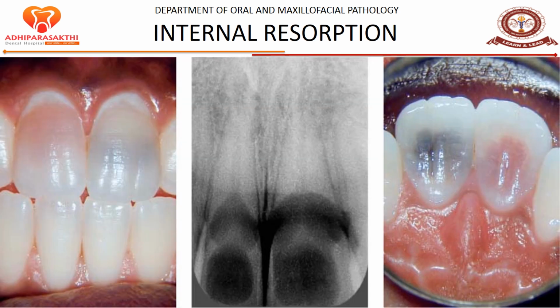The other condition is internal resorption, where there will be inflammation of the pulp core, and there will be an increased inflammatory reaction which causes increased blood supply, and there will be resorption of the tooth structure internally. Internal resorption is also called pink tooth.